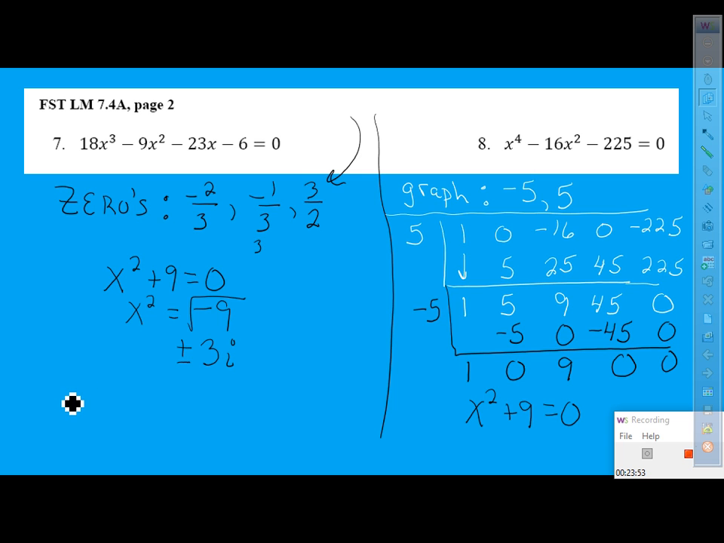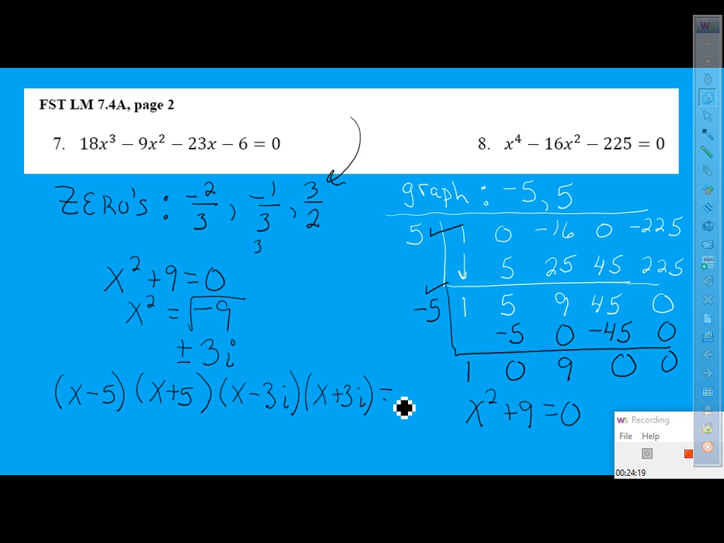So here it goes factored. I'm going to have an x minus 5 to take care of that guy. I'm going to have an x plus 5 to take care of this guy. I'm going to have an x minus 3i to take care of the positive 3i. And I'm going to have an x plus 3i to take care of that last term. And then I'll set it equal to 0. So there it is factored again, guys.